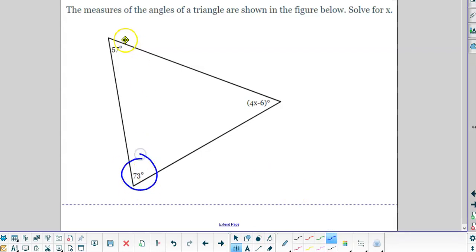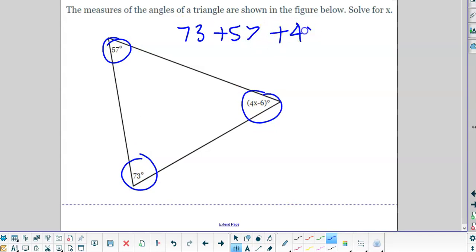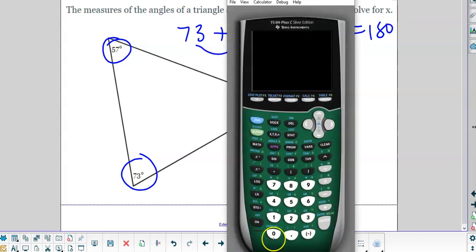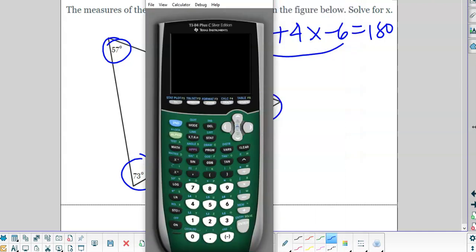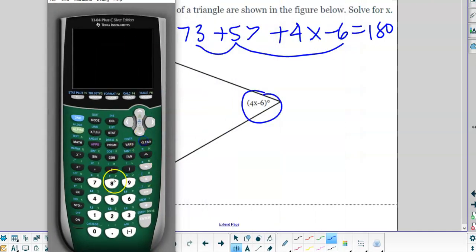Angle 1 plus angle 2 plus angle 3. All three of them have to add up to 180. Combine like terms. Use a calculator if you need to. I'm going to use my calculator for this because these numbers are a little funky and not easy for me to do in my head.